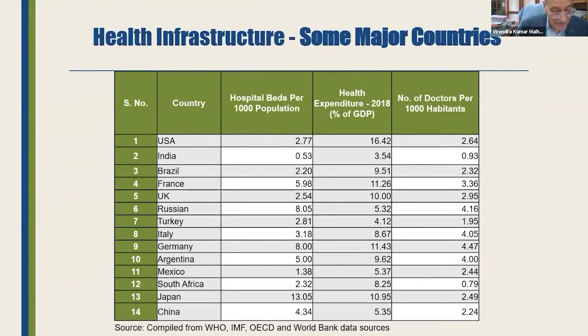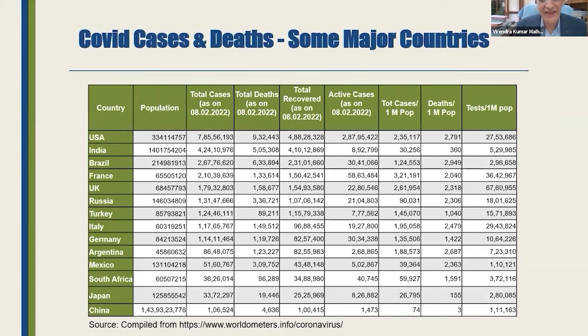And in terms of hospital beds, I think India's position is not all that good, and so is the case with health expenditure as percentage of GDP. But when we look at COVID cases and death rate in the next slide, we would notice, if we look at the total cases per million population, that India's COVID cases were 30,256 per million of population, which is comparable with the remaining countries.